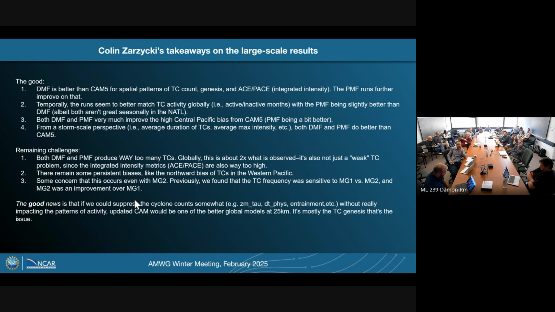But one idea is that if we could bring down that cyclone count, maybe through tuning of ZM, for example, without affecting these other patterns, then Colin's opinion was that this updated version of CAM would actually be a pretty good model, one of the better ones at quarter degree resolution.